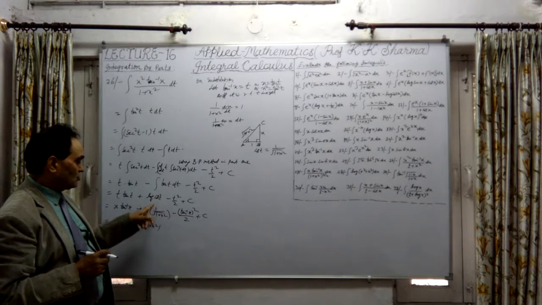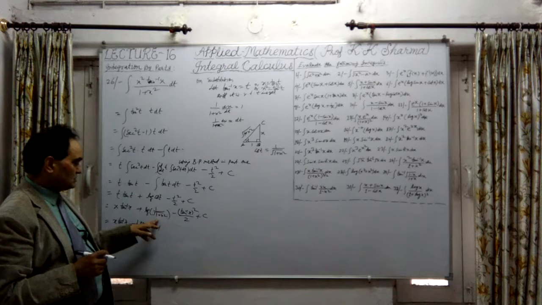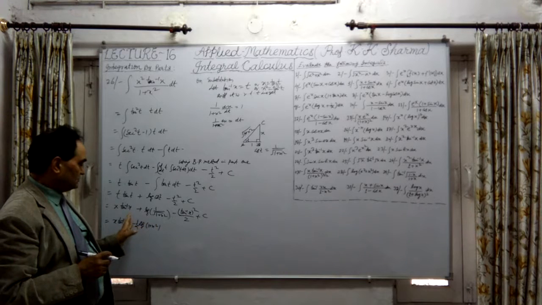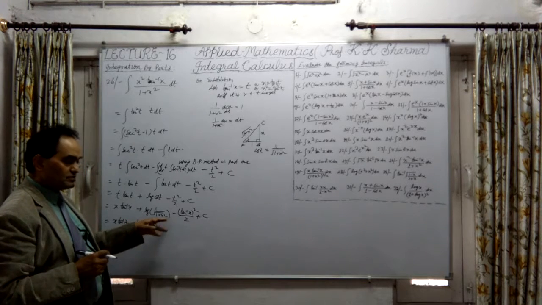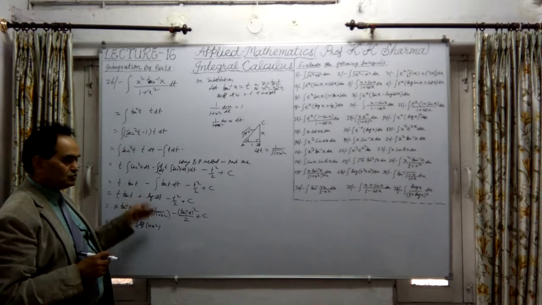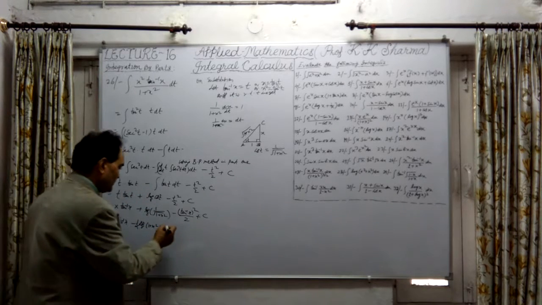Log m means log 1 minus log this. Log this means log half of 1 plus x square. That means half log of 1 plus x square. The power is half, and that power comes before. Okay, and log 1 is 0. That 0 we have not substituted here. Finally, this is the answer.